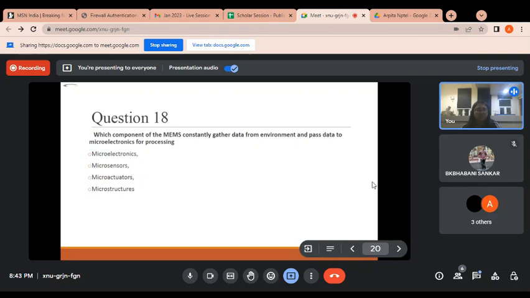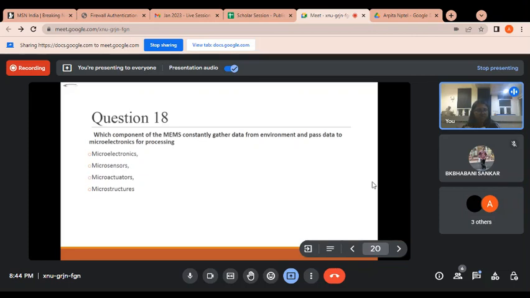Which component of the MEMS constantly gathers data from the environment and passes the data to the microelectronics for processing? It means it is taking input from the environment, then processing it and converting this input signal into some output signal, and giving the data to the microelectronics for processing. If we take our bodies, then the hand is acting as a sensor, which takes the data from the outside environment, and then the electrical signal goes to our brain, like that.